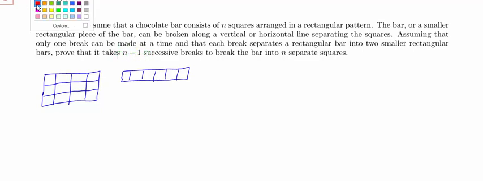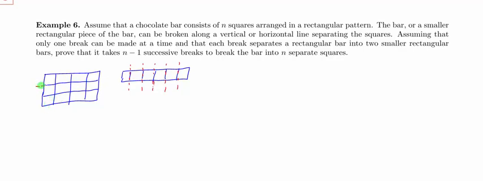So if you look through, in this long example, it doesn't really matter, but let's say I break here, so that's one break. And then I'd have these two bars, and then I break this again, so that's 2, 3, 4, 5 breaks, and I had 6 squares to start with. Over here we have 12 squares, and so we claim that's going to take 11 breaks.